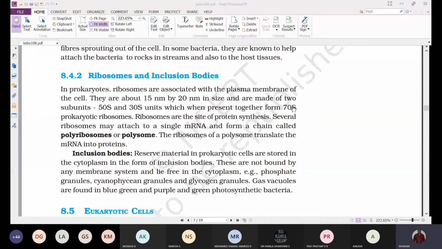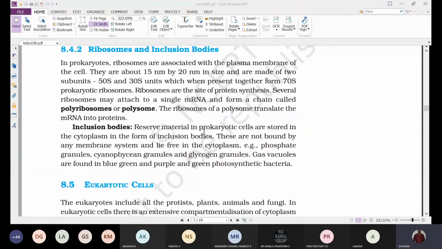That is about the ribosomes that are present in prokaryotes. Next, along with that, we'll also observe certain structures called inclusion bodies. So what are these inclusion bodies? These are also not membrane structures. They are present as a reserve material, the reserve food materials. The reserve material in prokaryotic cells is stored in the cytoplasm in the form of inclusion bodies.